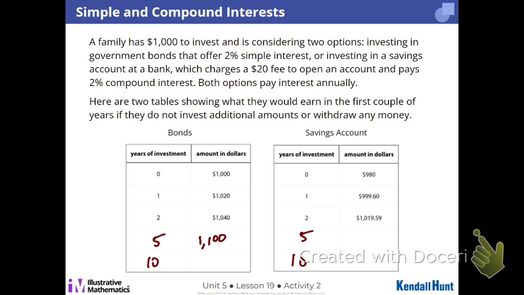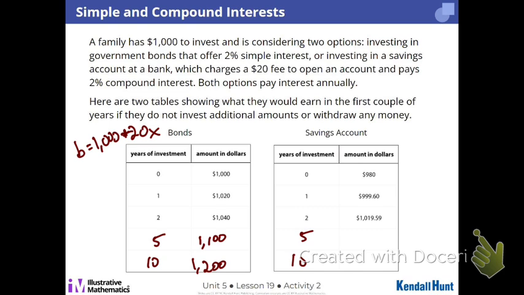At 5 years, $1,100. And at 10 years, $1,200. It's $20 a year. So let's write the function for this. I want to say the bond is equal to the 1,000 I start with plus 20 per year. Everybody see my bonds and what's happening with my bonds?